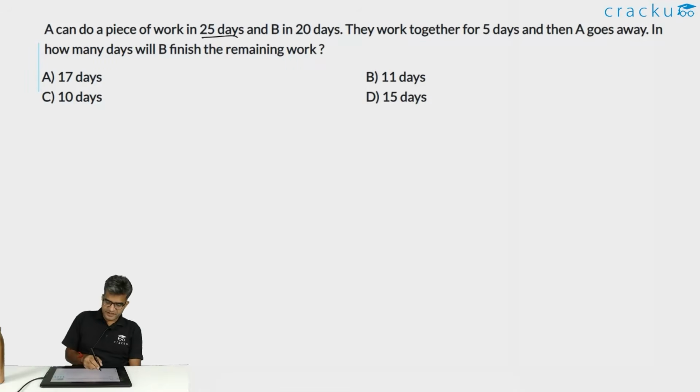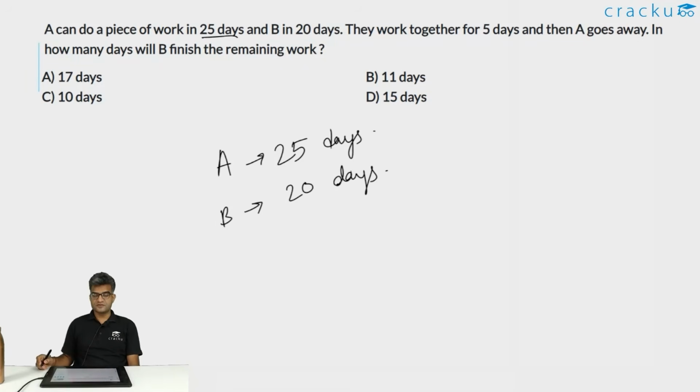A can do a piece of work in 25 days. B can do it in 20 days. Both of them work together for 5 days and then A goes away. How many days will B take to finish the work? Again, like I mentioned earlier, we don't compare the time that they take to finish a particular job.